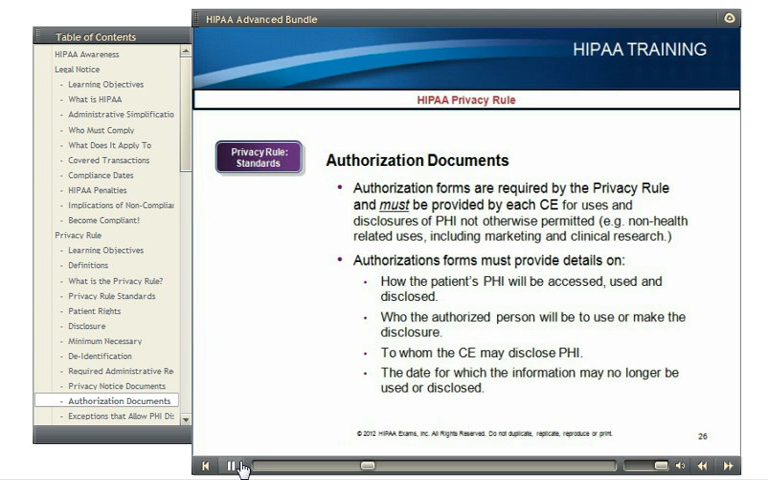Authorization documents. Authorization forms are required by the privacy rule and must be provided by each CE for uses and disclosures of PHI not otherwise permitted, e.g., non-health related uses, including marketing and clinical research. Authorization forms must provide details on how the patient's PHI will be accessed, used, and disclosed, who the authorized person will be to use or make the disclosure, to whom the CE may disclose PHI, and the date for which the information may no longer be used or disclosed.